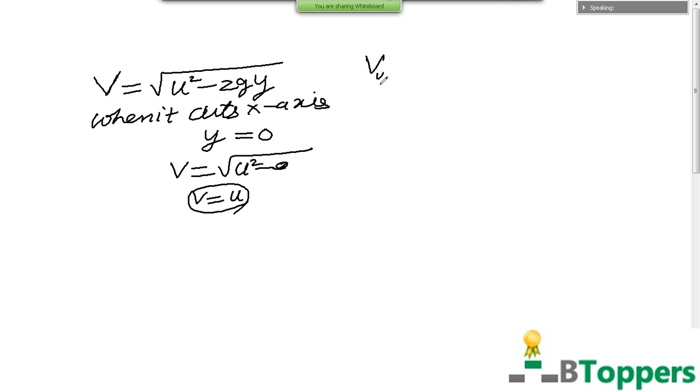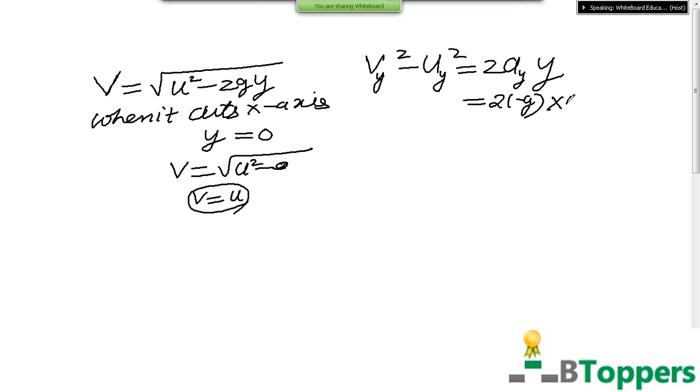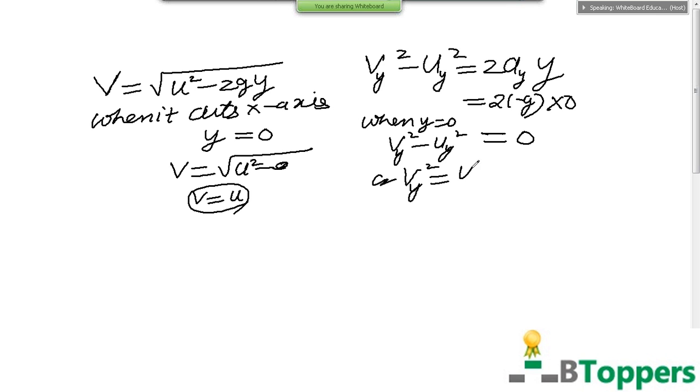If you use the equation v square minus u square equal to 2as for motion in the vertical direction, you can write vy square is equal to uy square minus 2 ay y. So for the projectile, ay you can write as minus g. When the projectile cuts the x-axis, y equal to 0. If you put y equal to 0, you get vy square minus uy square equal to 0, or vy square equal to uy square.